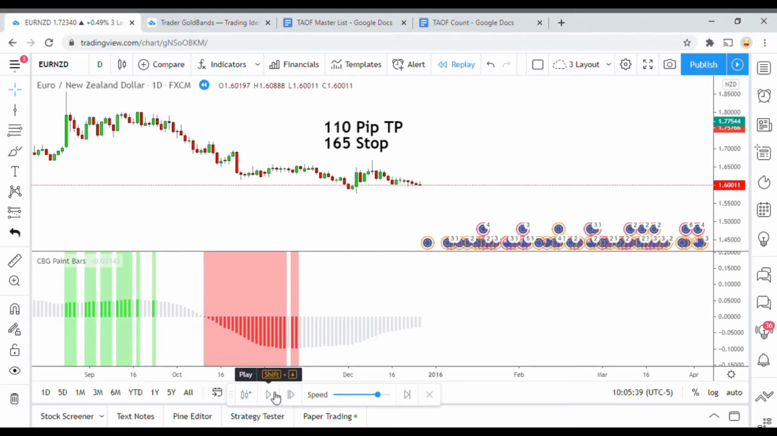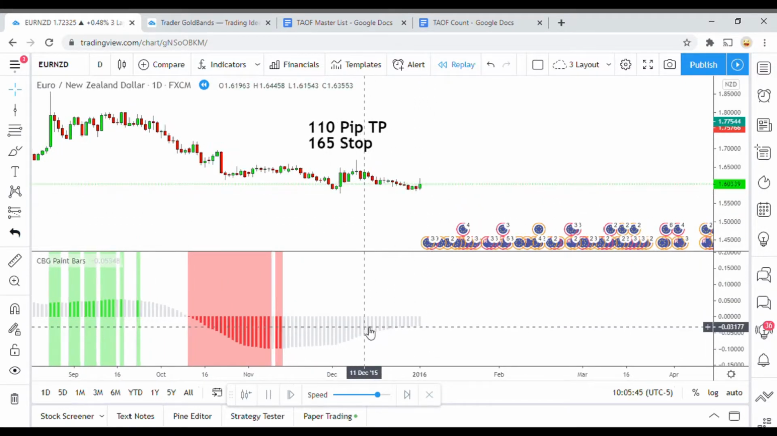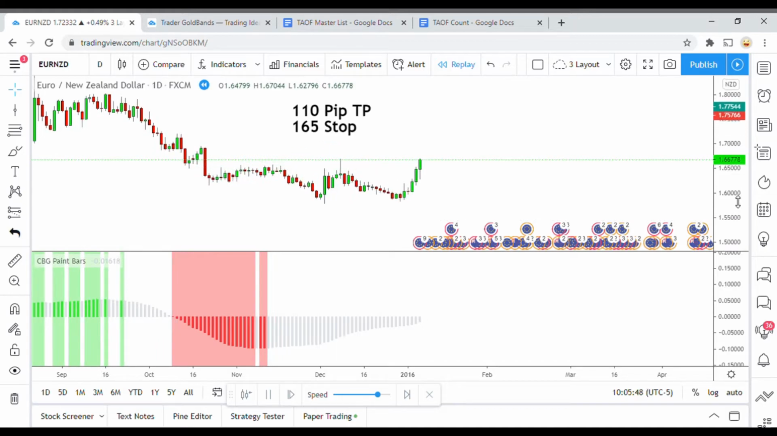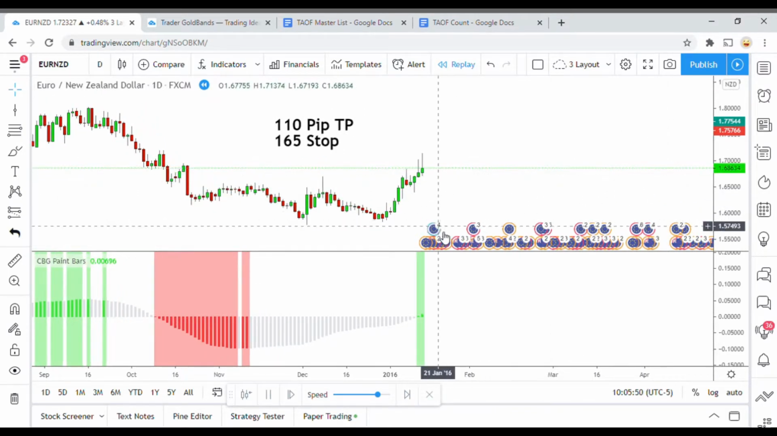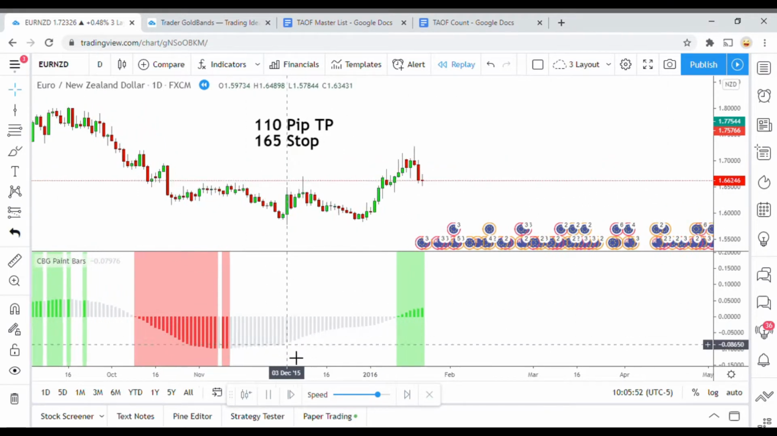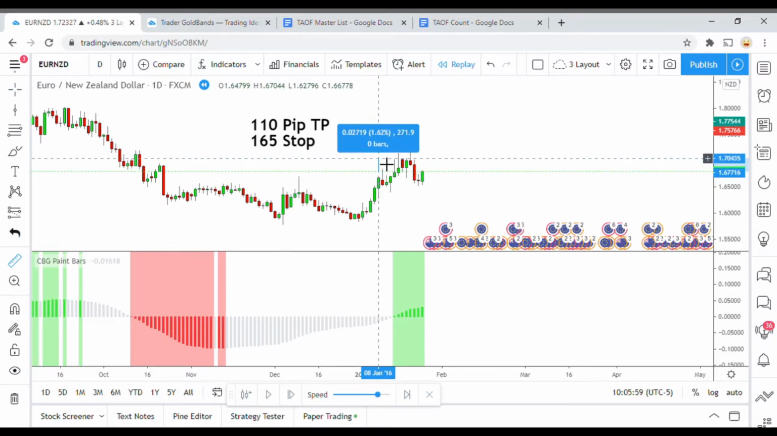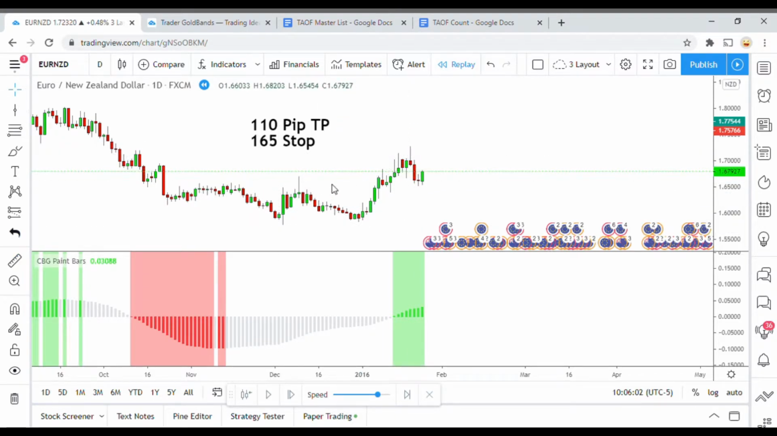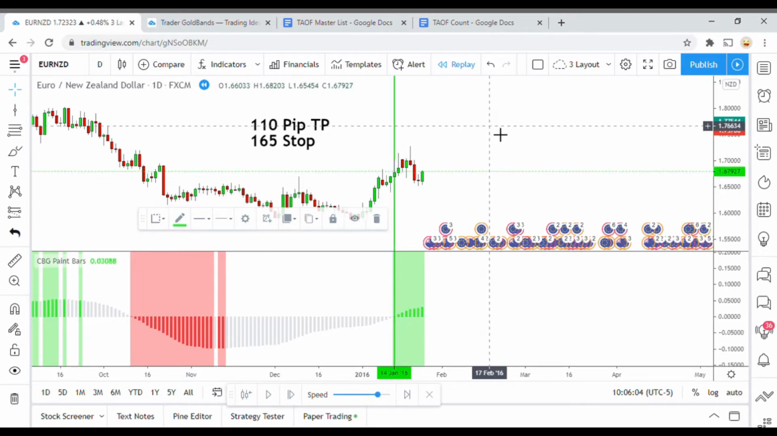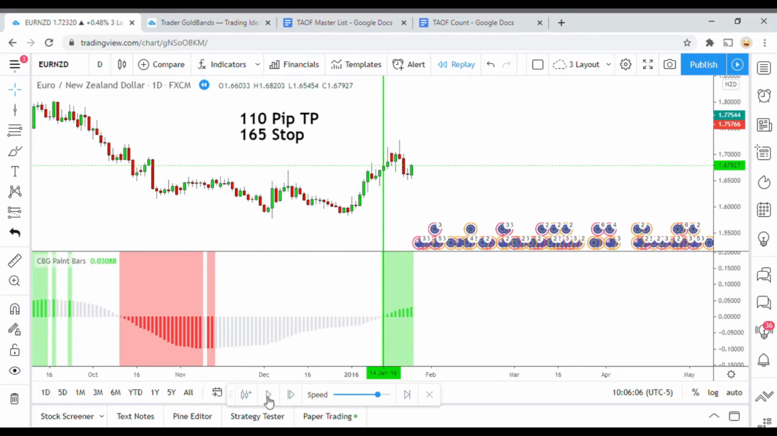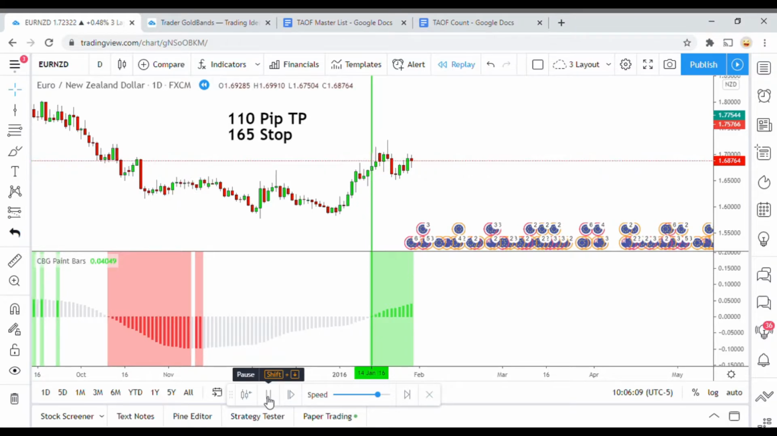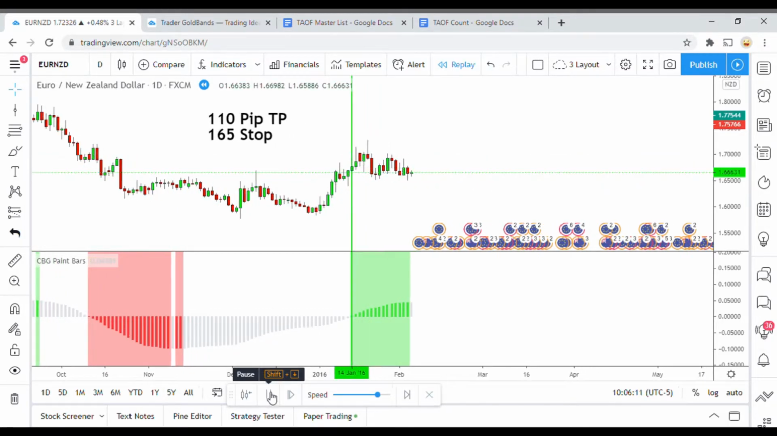All right. So now that we have an idea of what this indicator is and how we are going to test it, let's get on with the testing process, see what we can get out of this indicator. There is the first signal right here, and it does look like it got us to take profit. It did. Very good. So there's our first signal and the first win. Let's go ahead and continue forth with it here.